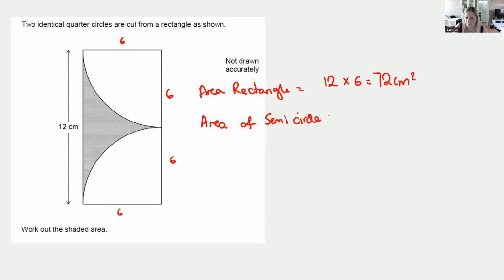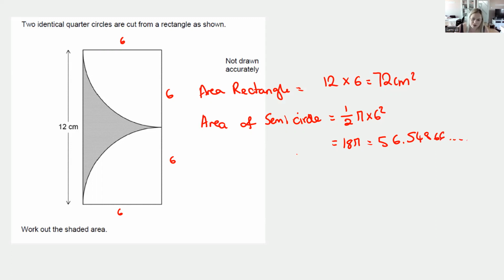And that's half, because we're not looking at a whole circle, pi times 6 squared. Now 6 squared is 36, half that is 18 pi. If I type that into my calculator and find out what that actually is, we've got 56.54866, and so on.